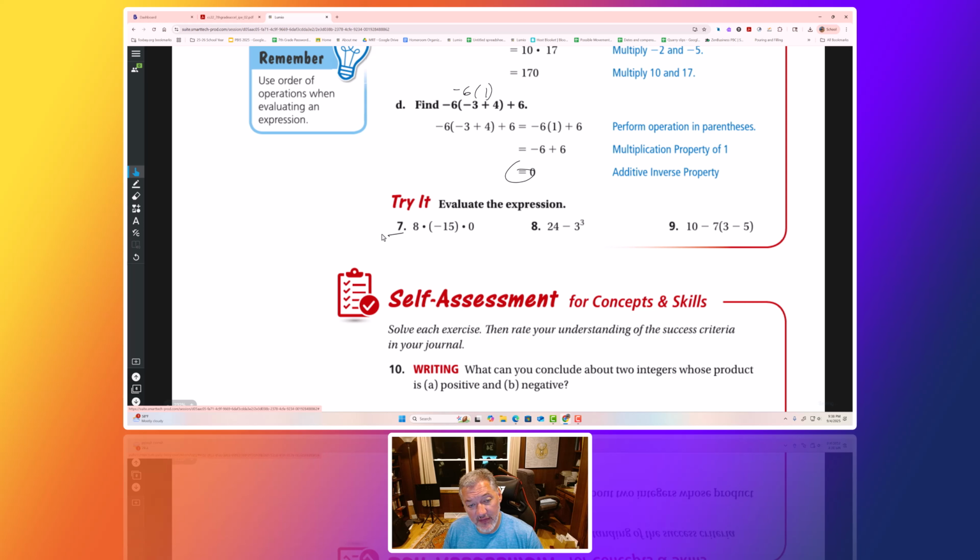All right, so for number 7, if I look at it, 8 times -15, it doesn't really matter what it is because I'm going to multiply it by 0. So my answer at the end of this whole thing is 0.